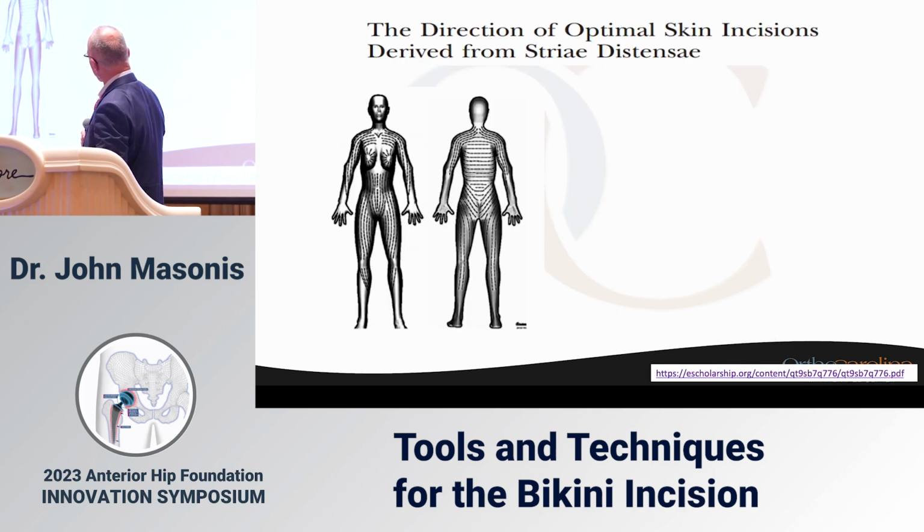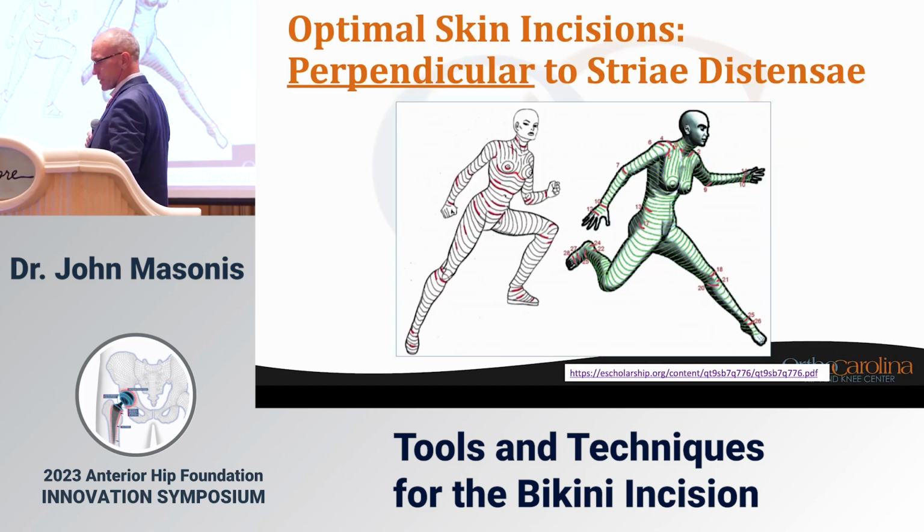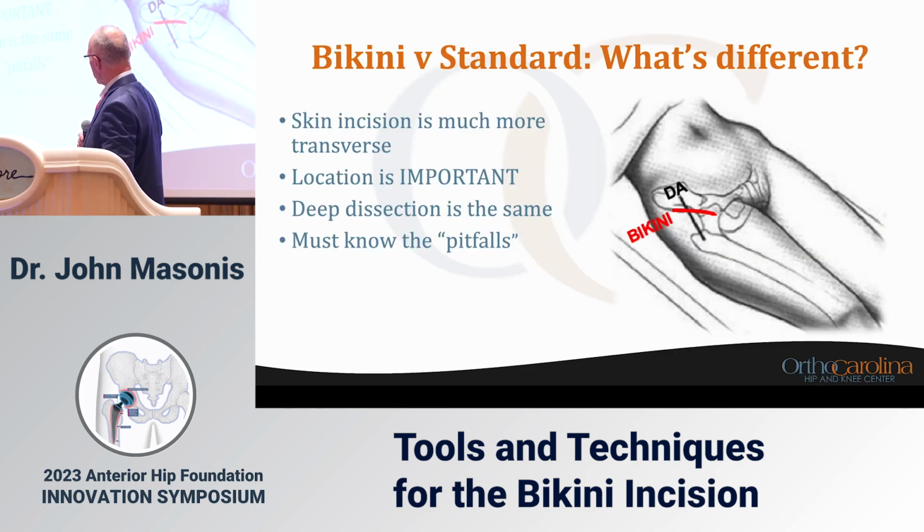There's also a condition called striae distensae, which is this dermatologic condition, essentially severe stretch marks, and you'll notice that the optimal skin incisions are perpendicular to these collagen lines. So this is the basis for the bikini incision. The skin incision is much more transverse than the typical standard vertical DA incision. The location, however, is quite important, and we'll get into that. That's probably the most important part of this talk, which won't duplicate some of Juan's work.